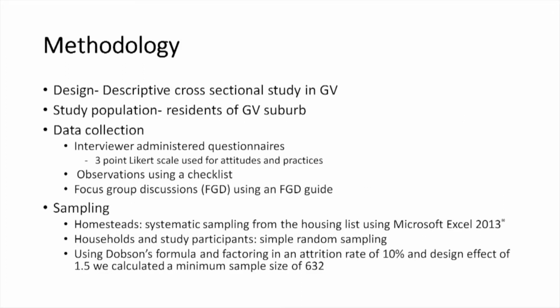It was a descriptive cross-sectional study of the residents of Glenview, and data was collected with interviewer-administered questionnaires, observation checklists, and focus group discussions. Sampling for the questionnaires was done using homesteads. I need to explain here: a homestead is the physical address, but we've noticed that in Zimbabwe, at any physical address, there are about 3 or 4 families living there. So the households were selected using simple random sampling, and our sample size was 632.